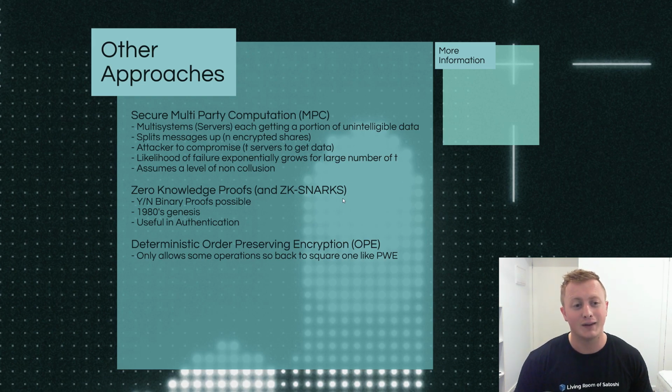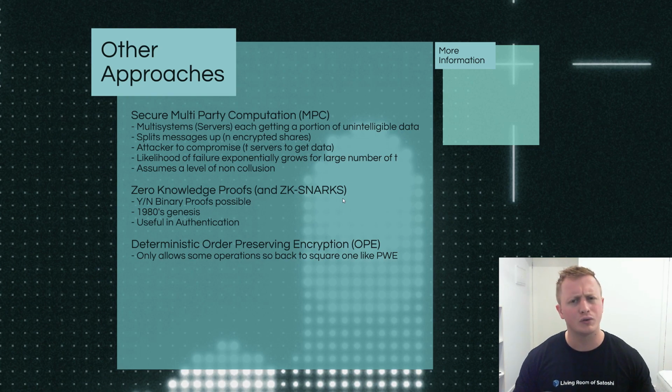It essentially breaks up servers and they're each given a portion of that unintelligible data. It encrypts those shares of data and you can have an unlimited number of shares. So for an attacker to compromise it, they would need a certain number of servers to get the data. It's kind of like the 51% attack in Bitcoin or in blockchain-based systems. So the likelihood of actually obtaining that information grows for a large number of servers. Therefore, it assumes some level of non-collusion, because of course, if you owned all the servers, then you could possibly put the data back together.